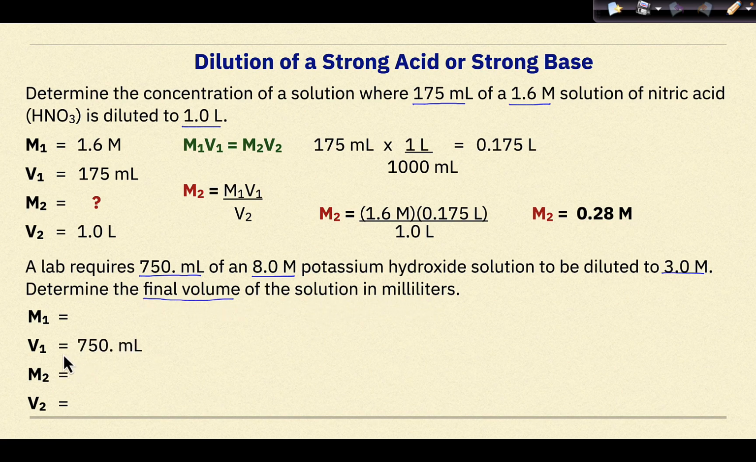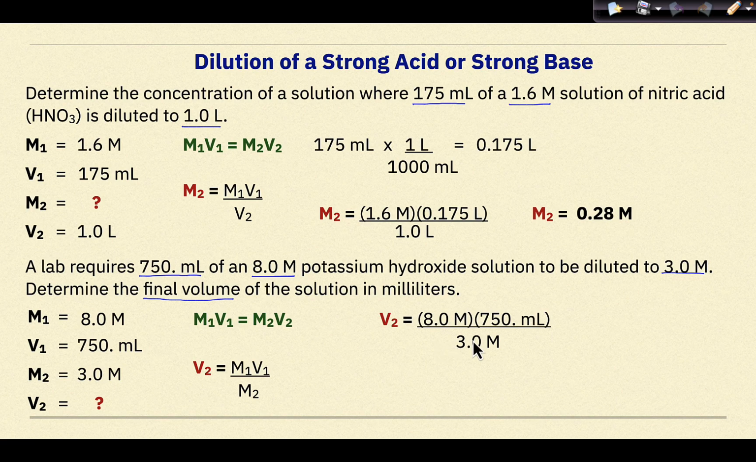We are given an initial volume of 750 milliliters at a molarity of 8.0 molar. Our final molarity is 3.0 molar, and the unknown is our final volume. We start by writing the general formula for dilution. We'll rearrange this formula to solve for the unknown variable, which in this case is V2. Next, we'll substitute in the given variables to solve for our unknown.